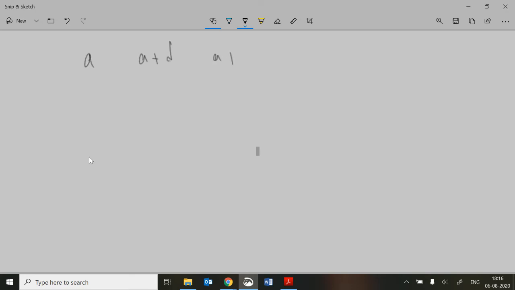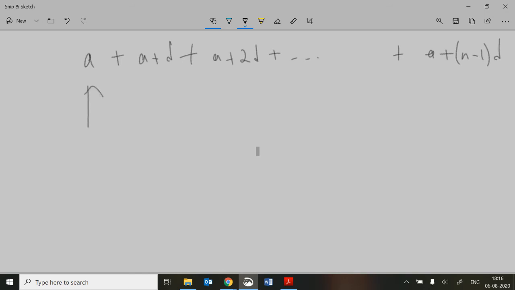Okay, third term is a plus 2d, and we're going to go on all the way until the last term of a plus n minus 1 lots of d. Now the previous term to that would be a plus n minus 2 lots of d, but because I'm not going to have a lot of space for this, take that one out. I'd normally put that one in. Okay, so plus, plus, plus, dot, dot, dot, plus this thing on the end.